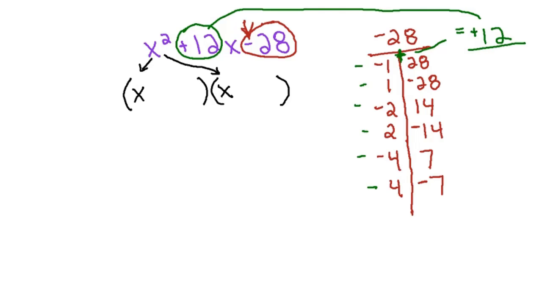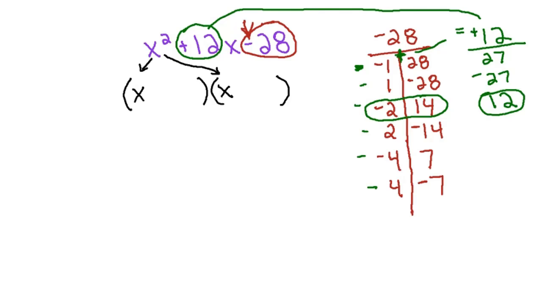So negative 1 for the first set, negative 1 plus 28 is 27, so that's not going to work. A positive 1 plus a negative 28 is negative 27, so that's not going to work. A negative 2 plus a positive 14 is going to be 12. So we can stop right there because we know this set, when added together, is going to equal our number, positive 12.